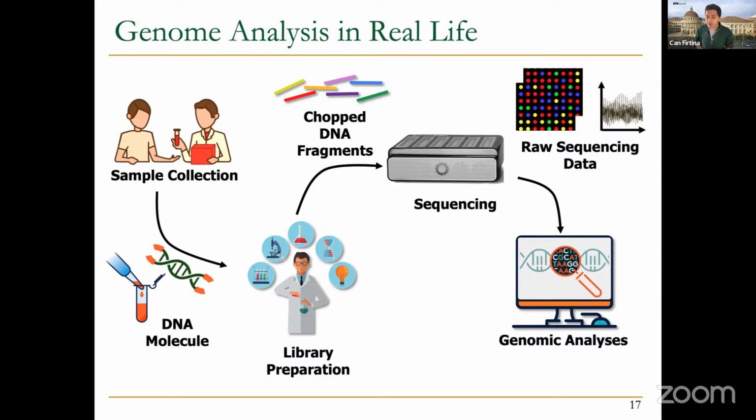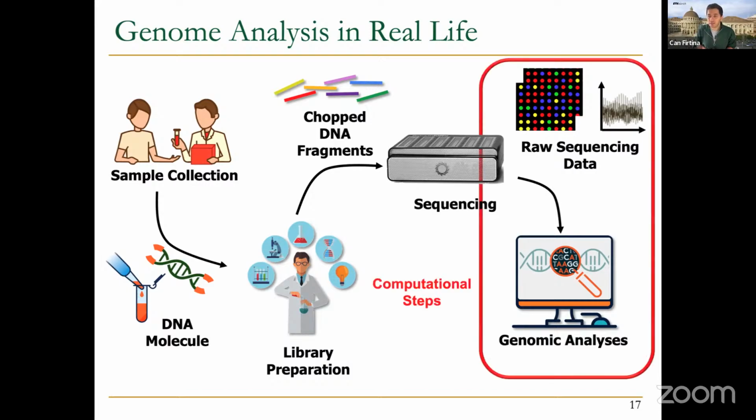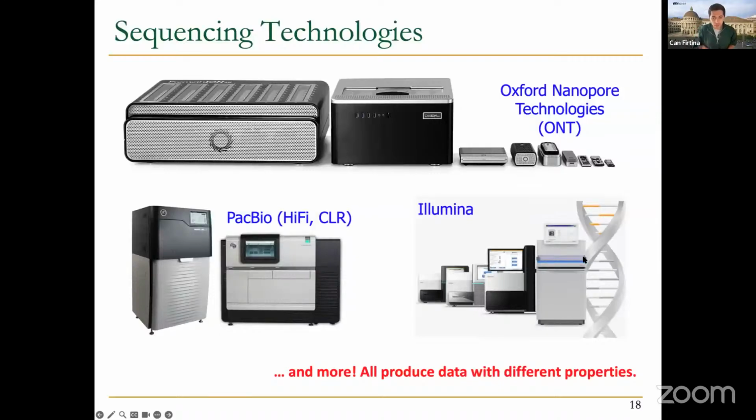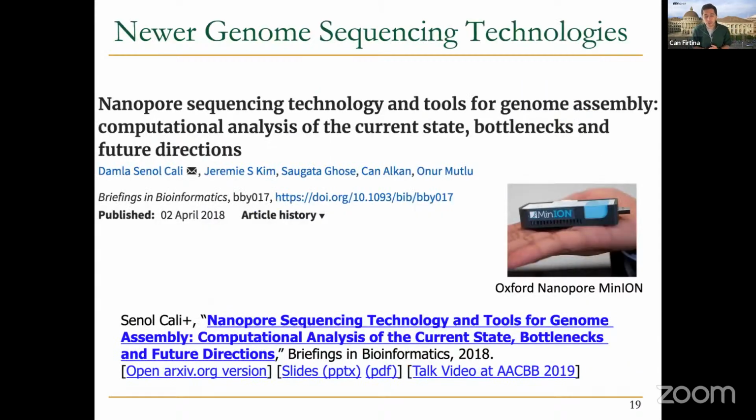Then this raw sequencing data is analyzed using some steps so that we can gain insights from your DNA. We are mainly interested in the computational steps that we perform here, including on raw sequencing data, as well as the next steps we perform to analyze your genome. There are many different sequencing devices. All of them have different requirements, different outputs, and so on. We will cover all of these, but we are mainly interested in looking at newer sequencing technologies and understanding what we can do with them.